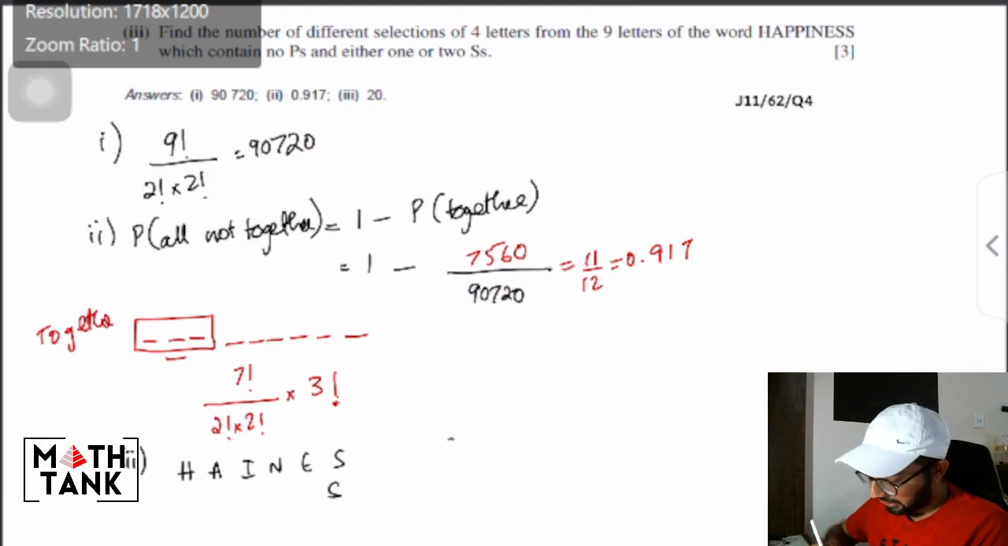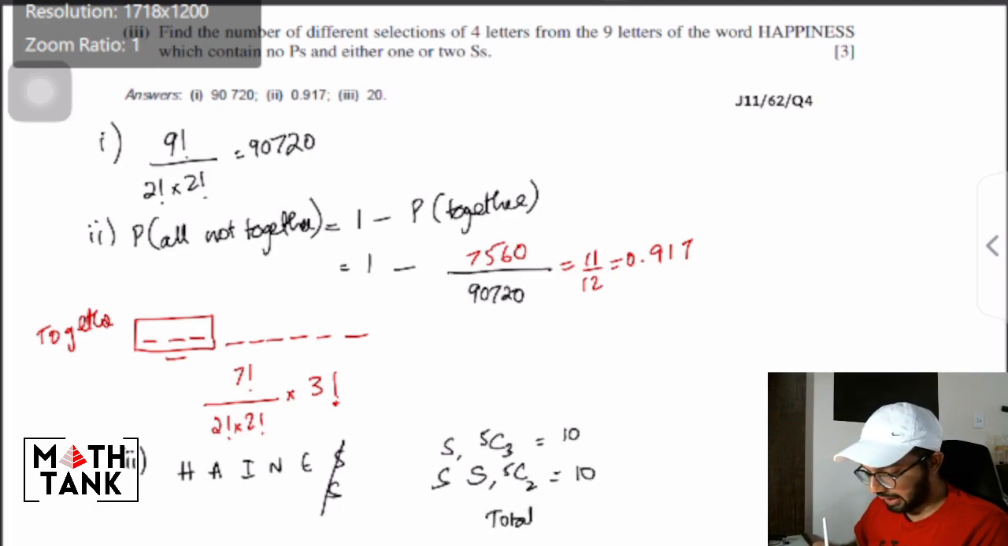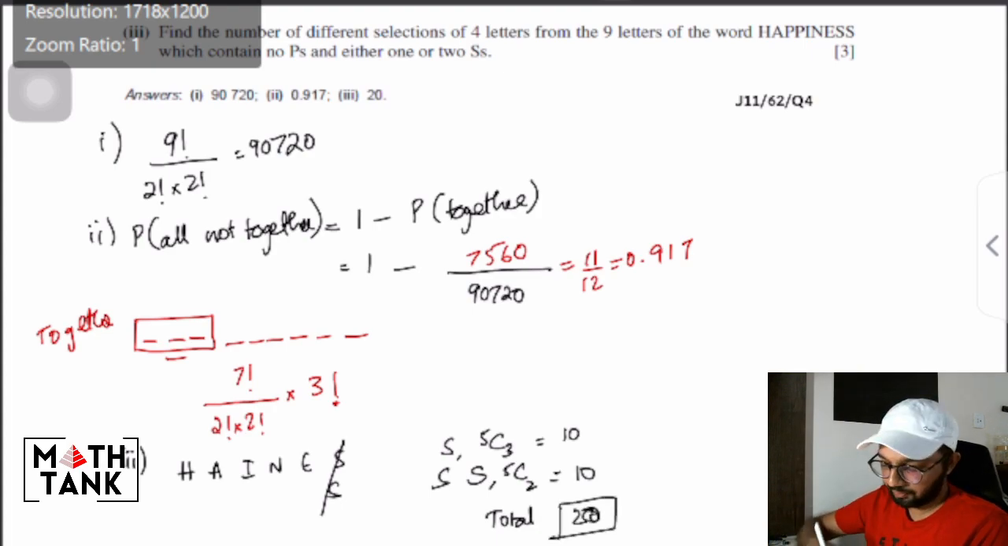So I can say that there's one case with 1 S, there's another case with 2 S. When I have 1 S, I can select 3 other letters, so that's 5C3, and that gives me 10. And when I've already selected 2 S, I'm going to say 5C2. Remember that you don't need to select the identical things, so you get a total of 20.